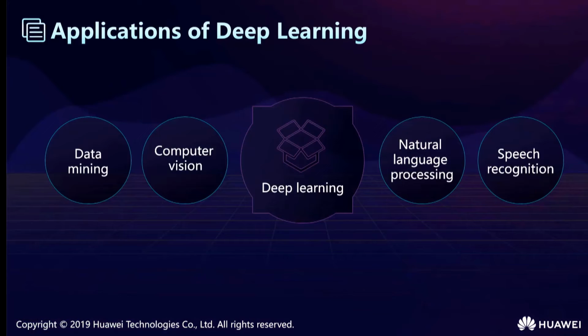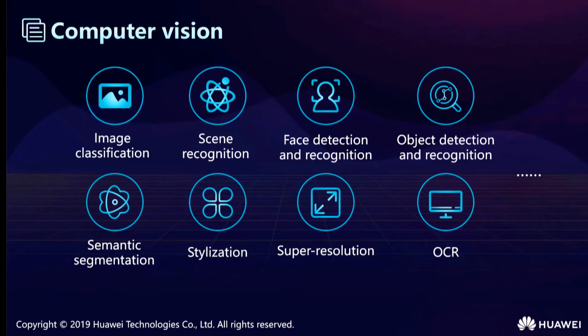First are deep learning's applications in computer vision, NLP, and speech recognition. As we talked about in the first chapter, here are the common applications of computer vision: image classification, segmentation, face detection, object detection, regression, and semantic segmentation. They also belong to computer vision, especially OCR.